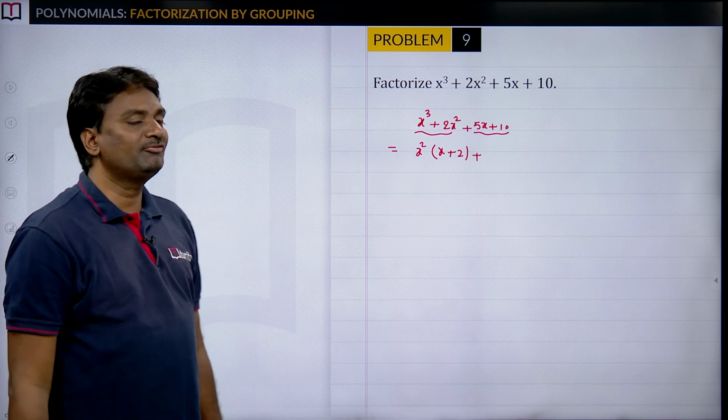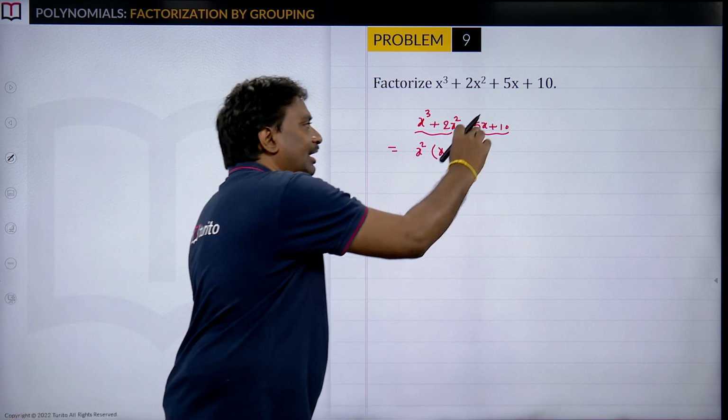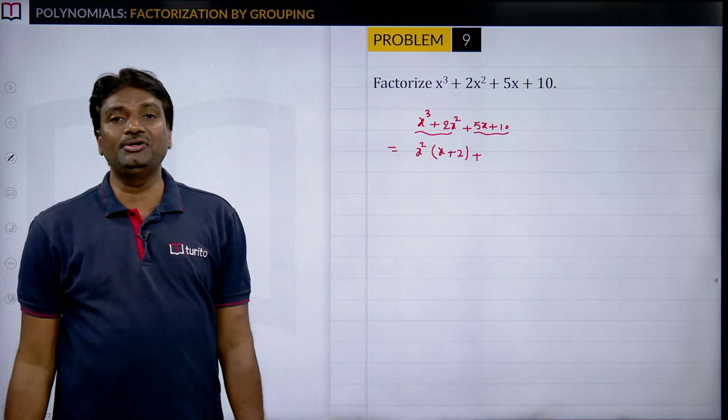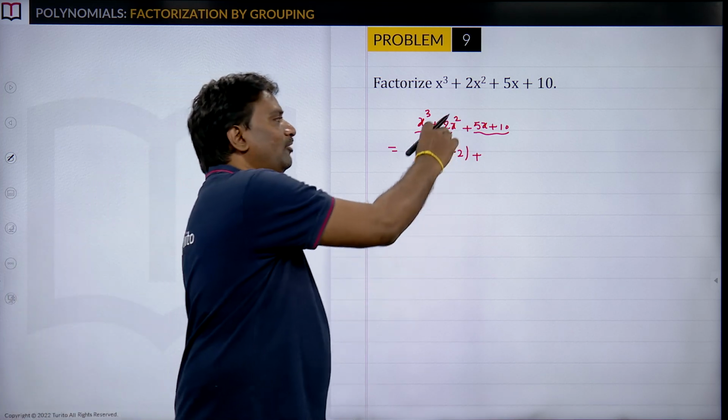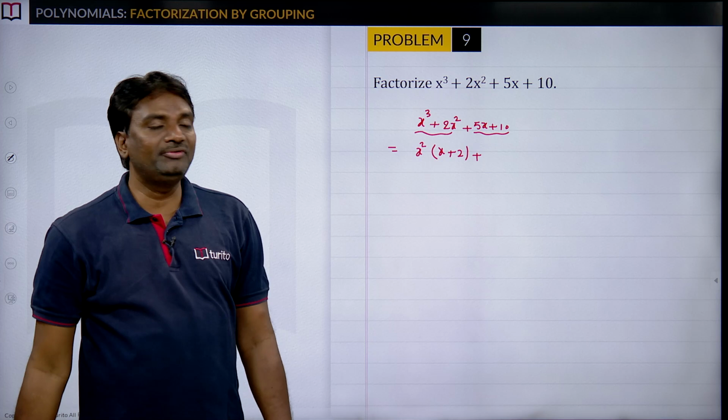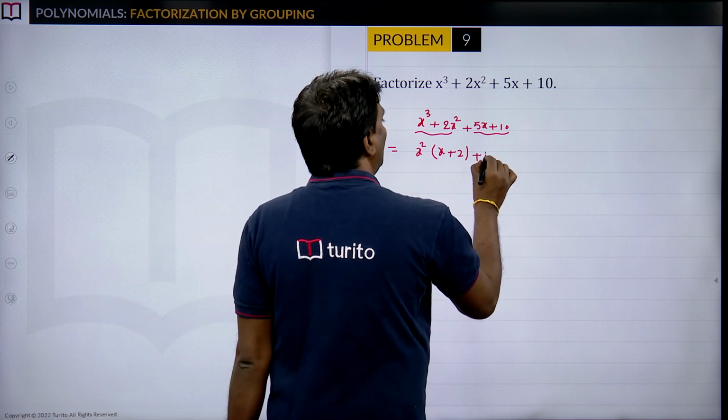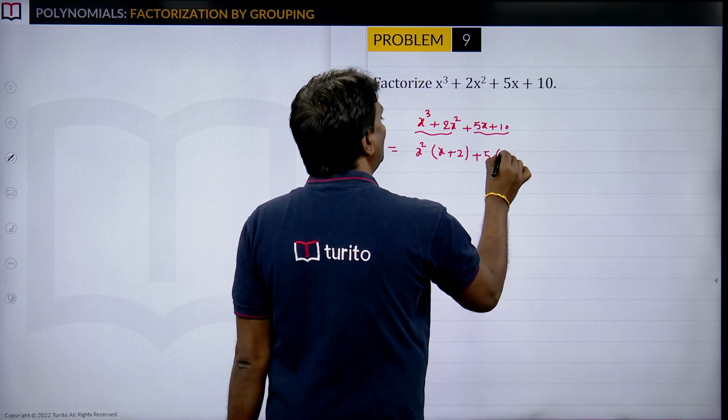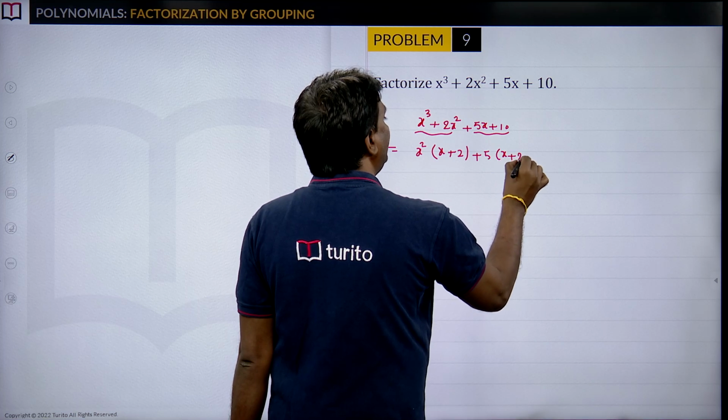What is the common factor for 5x plus 10? Very simple. 10 can be written as 5 into 2. Already here we have 5, that's why we can take 5 as common. So, by taking 5 as common, you will get 5 of x plus 2.